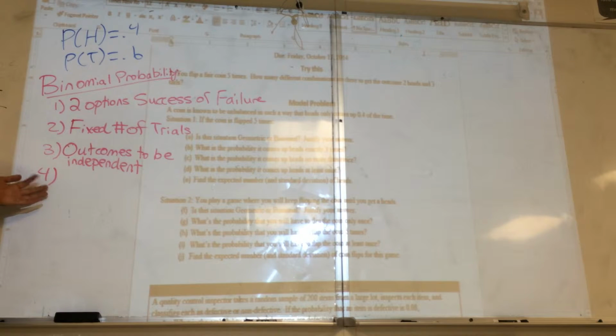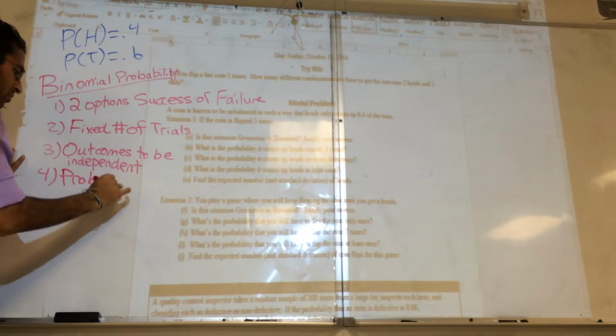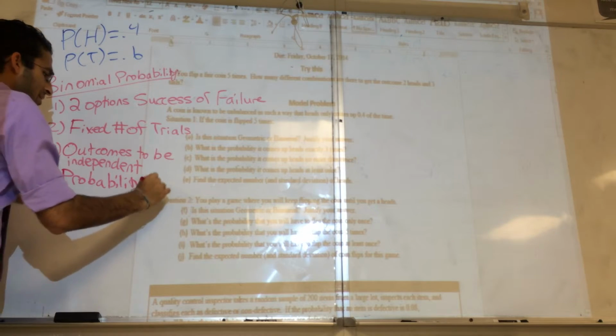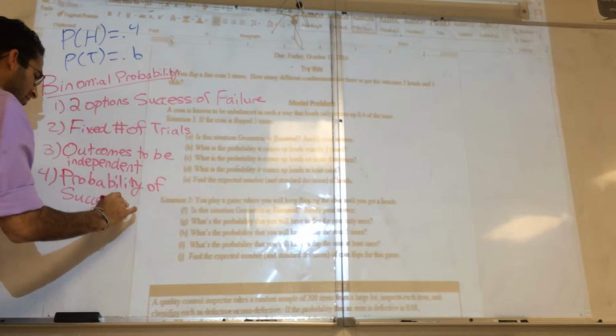And the fourth one, two options, fixed number of trials. The last one is that the probability of success does not change.